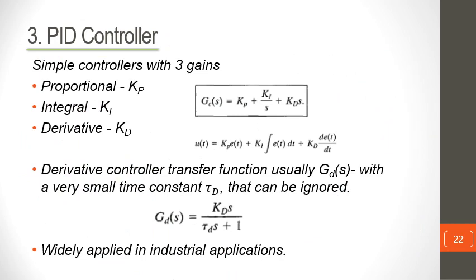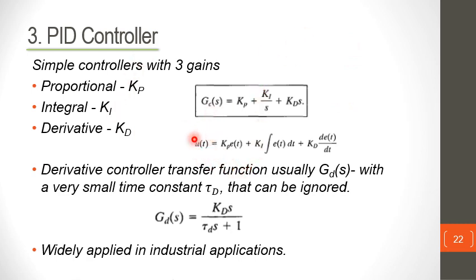One of the simplest ways to implement a controller is to use what's called the PID controller, the proportional integral derivative controller. This is one of the most widely used controllers in industrial applications, and it contains 3 terms: proportional, integral, and derivative. Sometimes it's called a 3-term controller. So each of these will contribute.